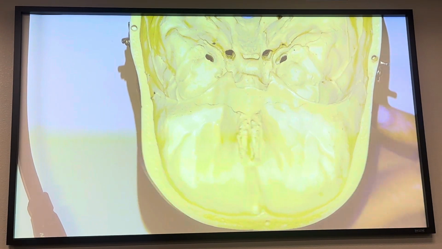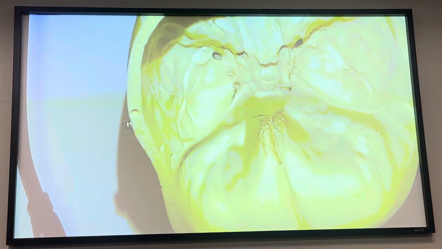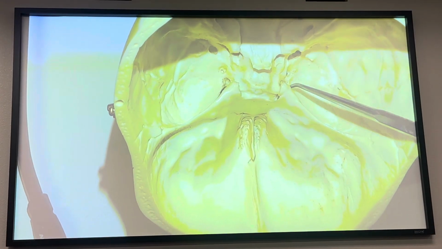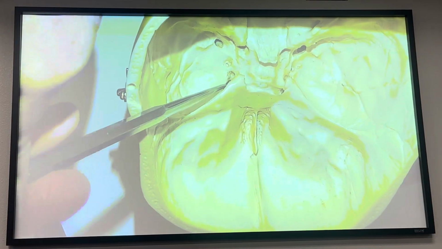So if we can kind of tip this a little bit. Sorry, I know it makes some people dizzy. You can kind of see at least the more medial part of the fissure right here.